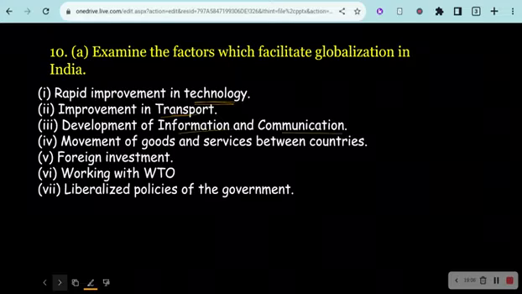Development of information and communication, like mostly in IT as well, the IT sector. It's important that we are growing. Movement of goods and services between countries, the export and import procedures, right? Then foreign investments in our business, the foreign people who are coming and investing, working with WTO, and even liberalized policies of the government. All of these factors facilitate globalization. If all of these are good, then globalization would be faster in India.